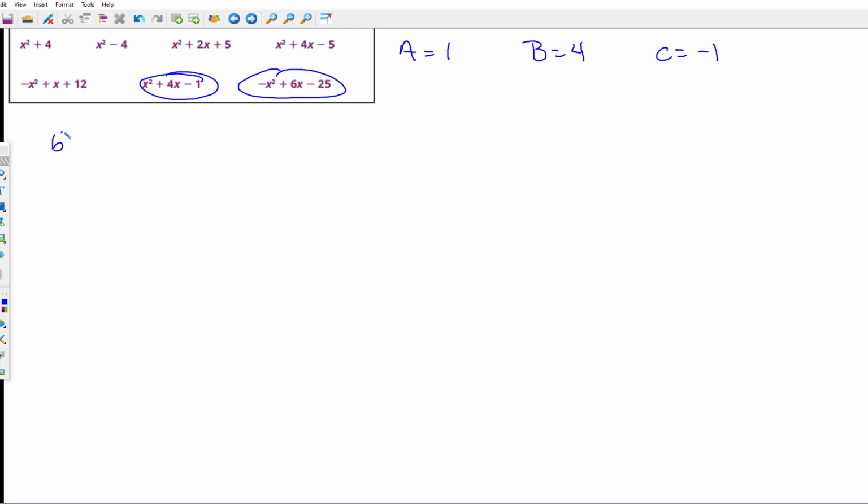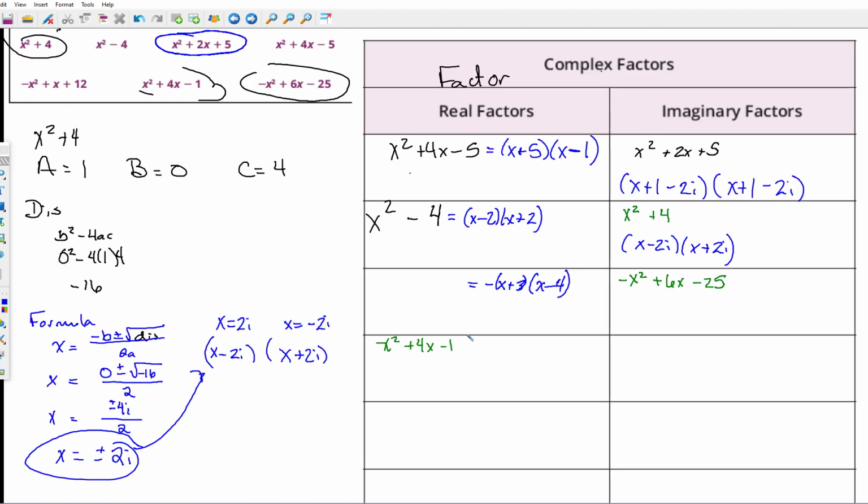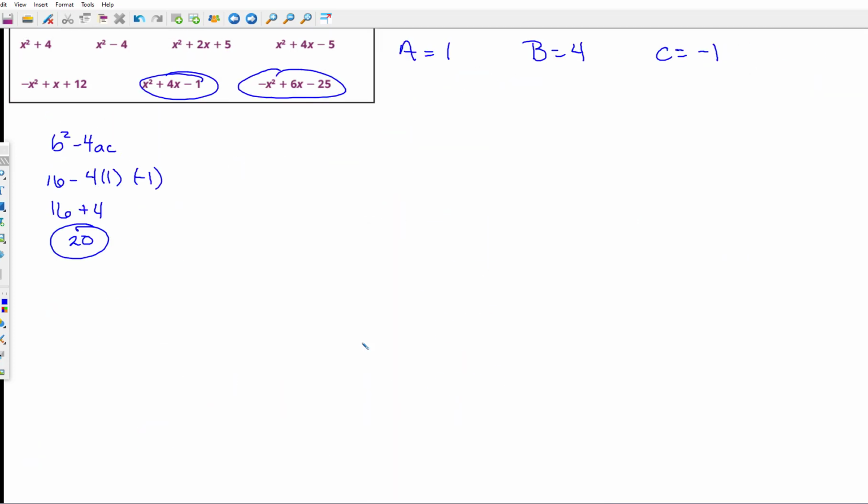And so when we do this, b squared minus 4ac, so 16 minus 4 times 1 times negative 1. So 16 plus 4 gives me 20. So we're no longer imaginary. That's not an imaginary number when I take the square root of it. So that's the reason we went ahead and moved it over to the real side. We thought it was imaginary because we couldn't find the factors. But it actually ended up being real. They're just irrational factors.